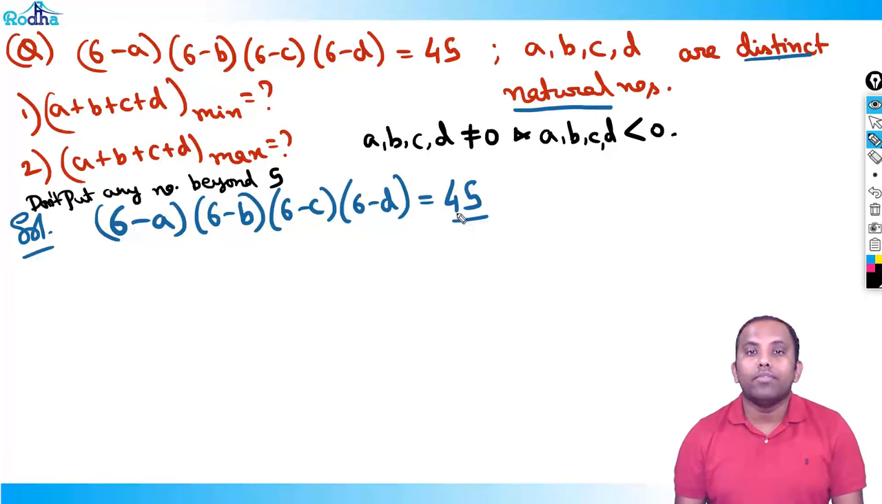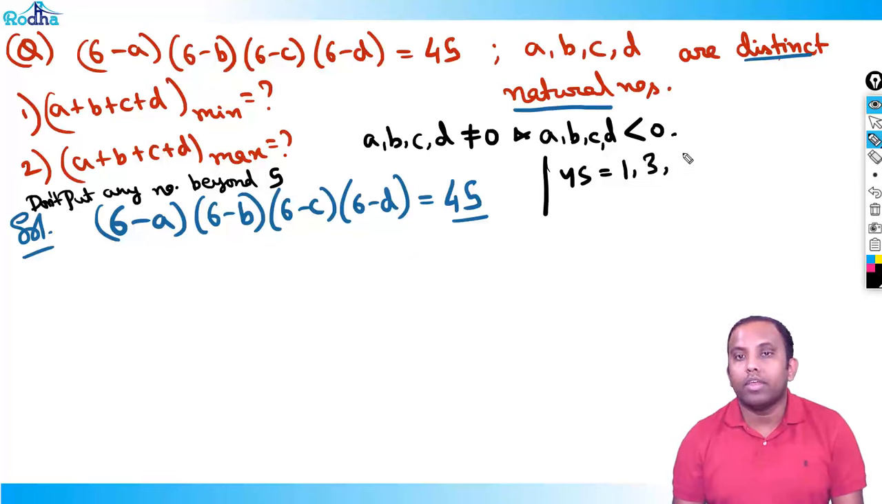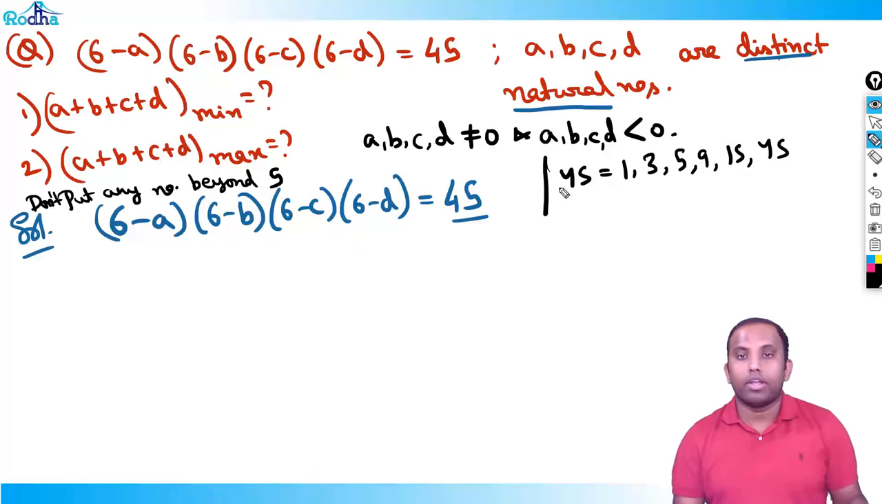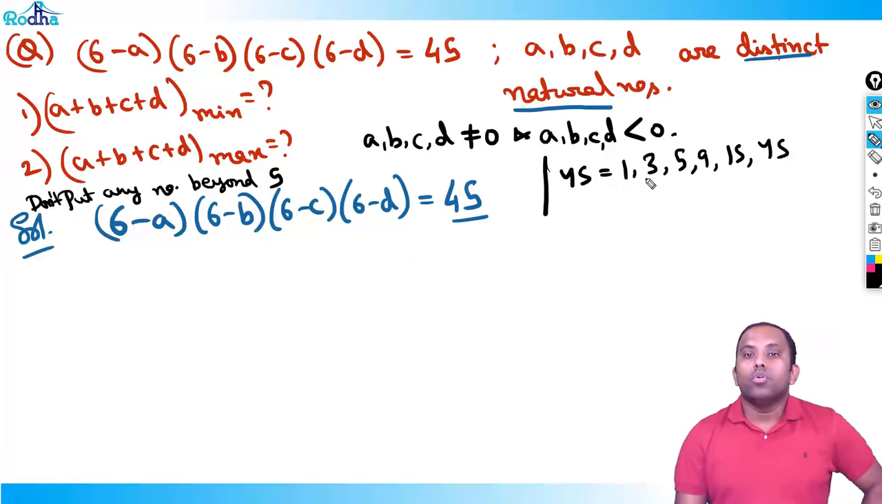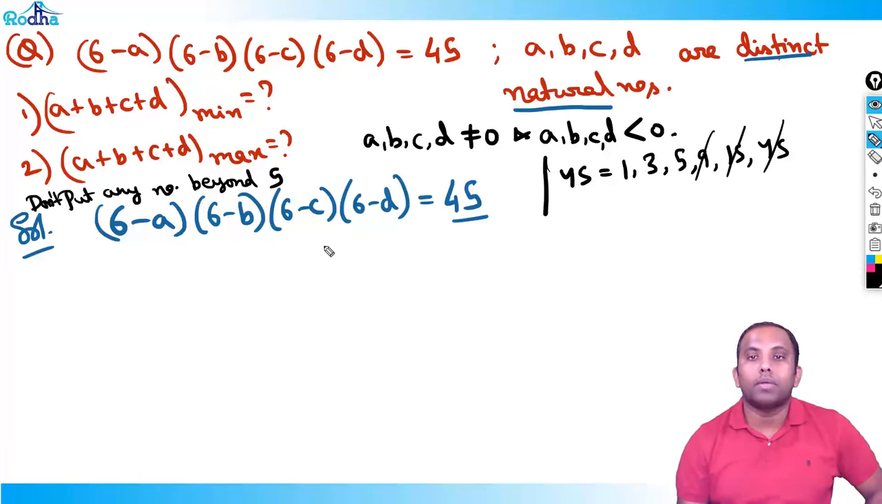So see, what is the factorization of 45 here? If you take the factors out, 1, 3, 5, 9, 15, 45. These are the factors of 45. I cannot put any numbers beyond 5 here. That means I can't put 9, 15 and 45. So only 1, 3 and 5 are left. But we require at least 4 numbers here.